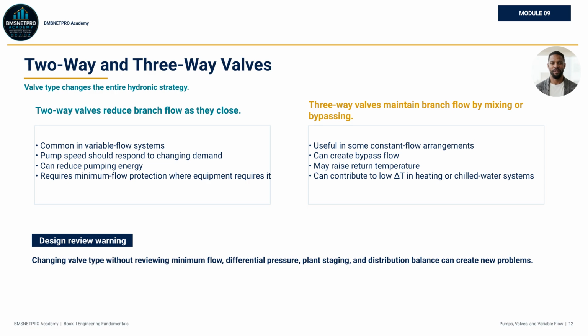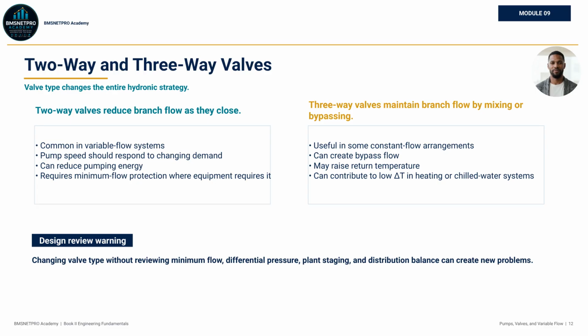Two-way and three-way valves serve different system strategies. In a variable flow system, two-way valves reduce branch flow as they close, and the pump should respond by reducing speed or pressure. That can save energy, but equipment minimum flow must still be protected.